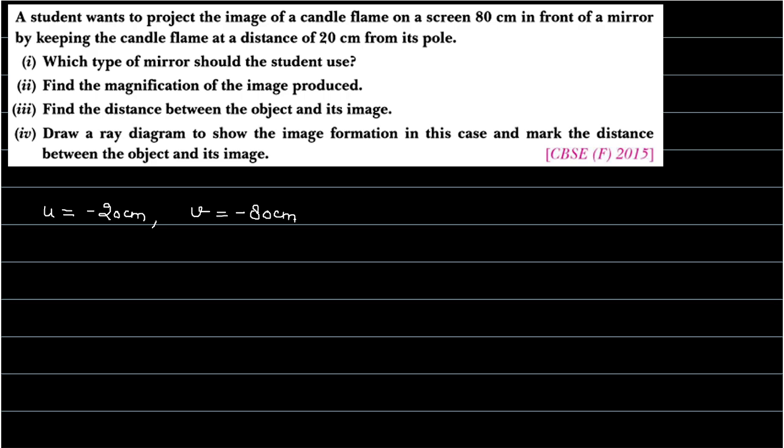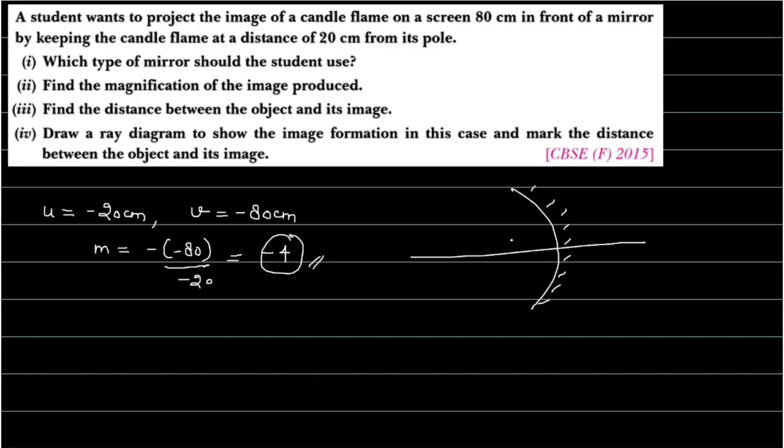So what type of mirror should the student use? Obviously it's a concave mirror. Find the magnification of the image produced. So m will be equal to minus 80 upon minus 20. Magnification would be minus 4. Right? Distance between object and its image. So let's suppose this is a concave mirror.